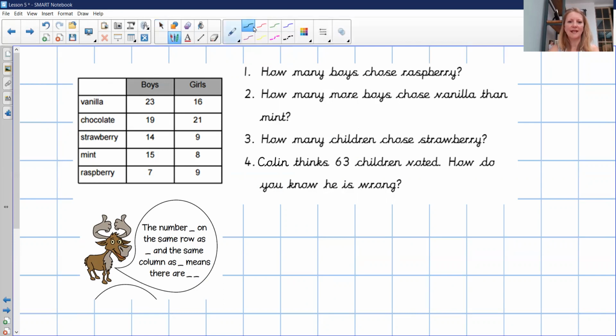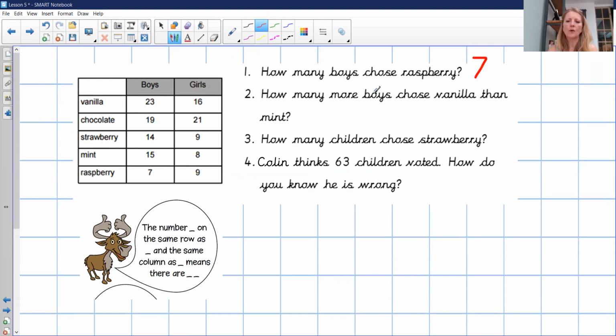Okay, let's check these. So how many boys chose raspberry? So I need to be finding raspberry here. So I'm looking at my raspberry row, but I only need to look at the boys column. So where those 2 meet, raspberry and boys, how many boys chose raspberry? That would be 7.